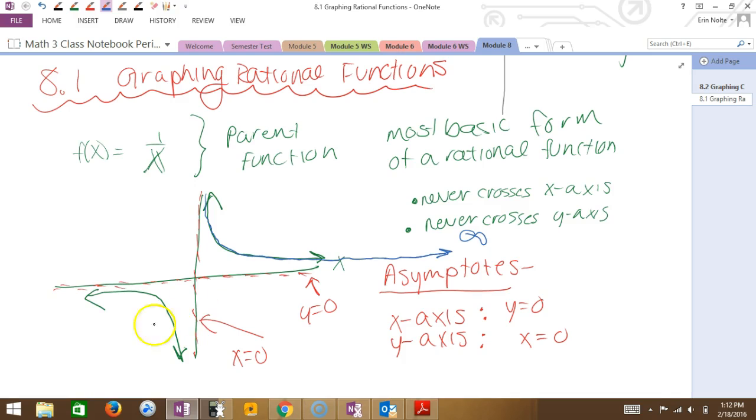So same thing over on this side. We're getting closer and closer to negative infinity, but we're never touching. Okay? And same thing with this, closer and closer, but never touching. So the asymptote basically stops it. We just don't cross over there.